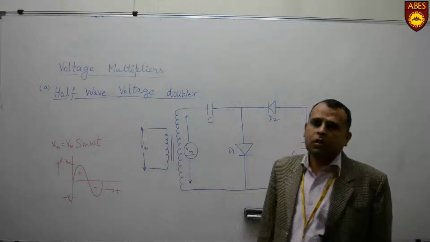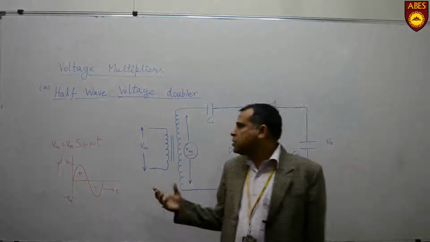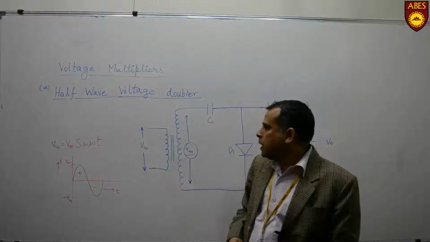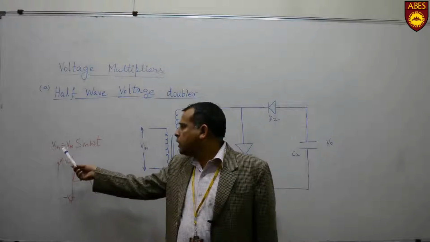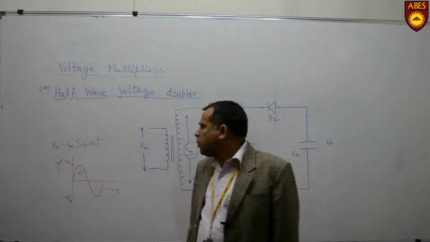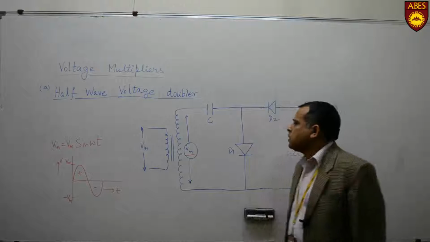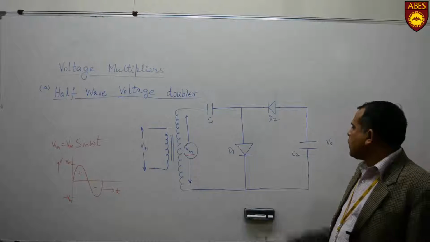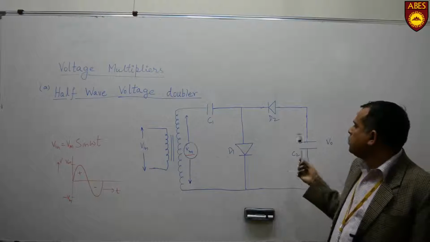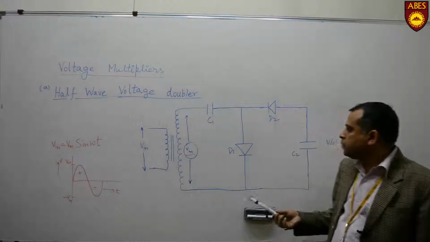Half wave voltage doubler is used to get the output which is twice the peak value of the input. The input signal here is Vin, where Vin equals Vm sin omega t. It is a sinusoidal signal having peak voltage Vm. This Vin is applied here in the circuit. There are 2 capacitors and 2 diodes in the circuit: C1, C2 and D1 and D2.